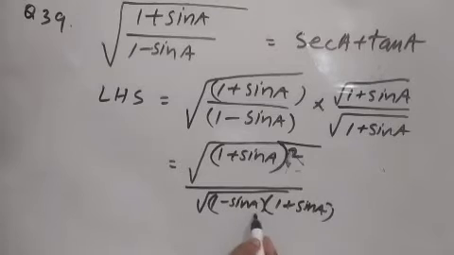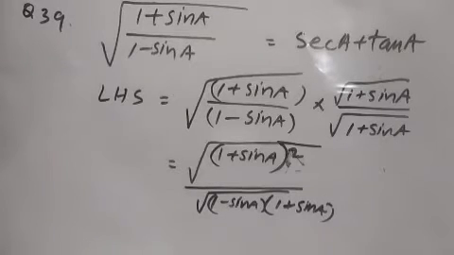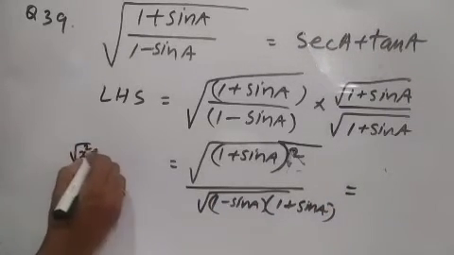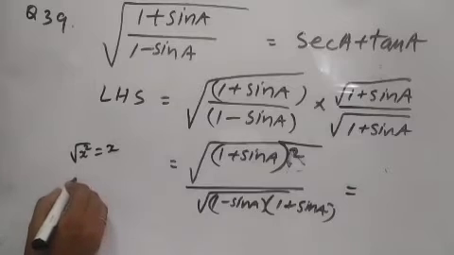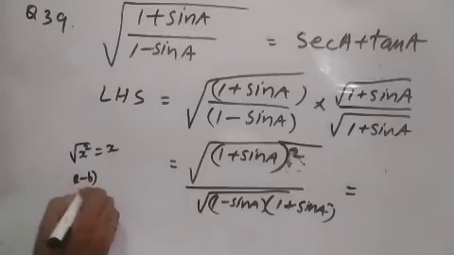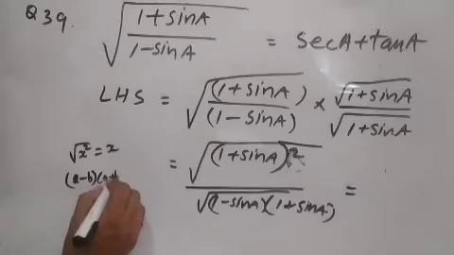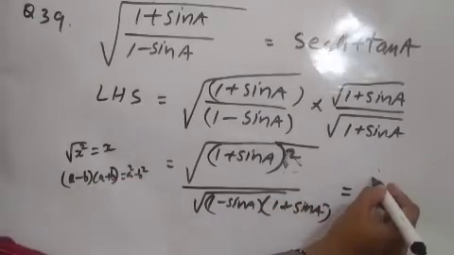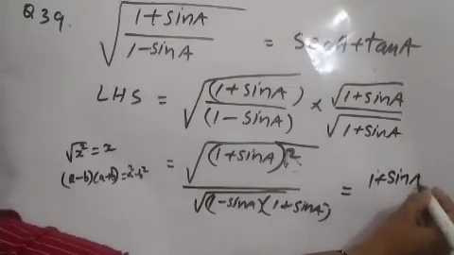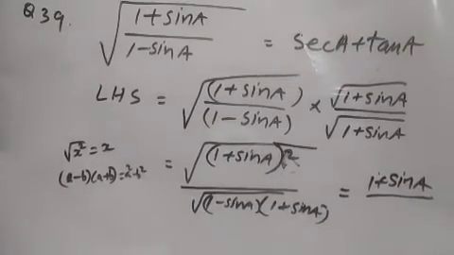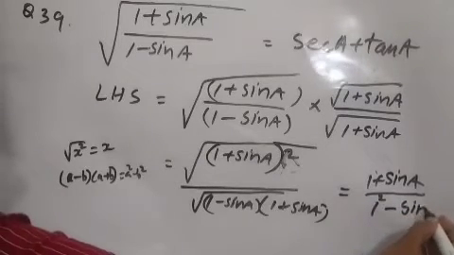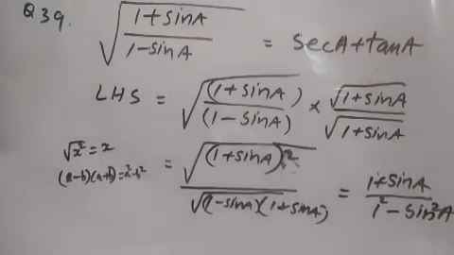It is of the form A minus B into A plus B, no? What is A minus B into A plus B? A square minus B square. And what is square root of x square? That is x. Apply that. Here it is 1 plus sin A by 1 minus, 1 square is 1, and sin square A.